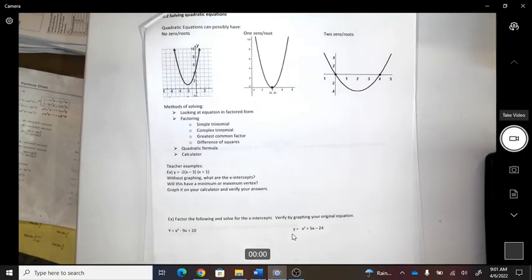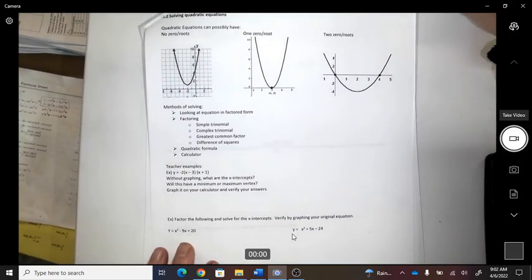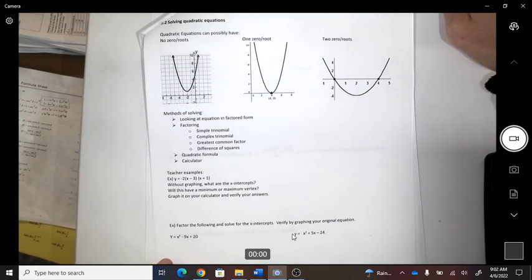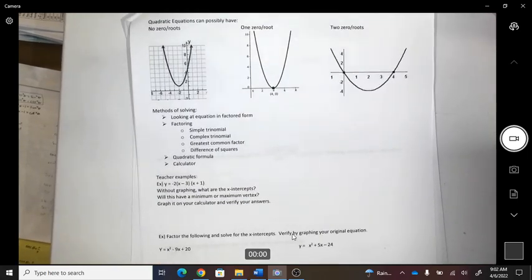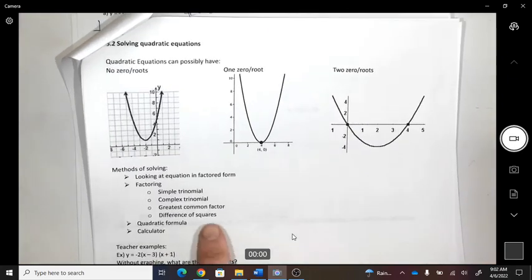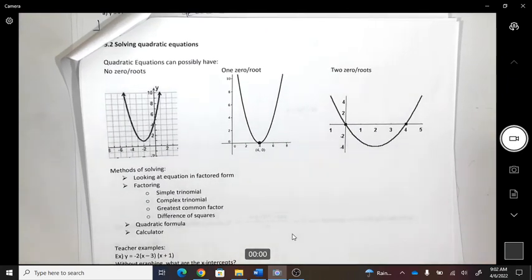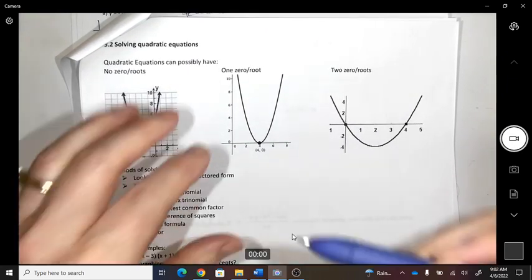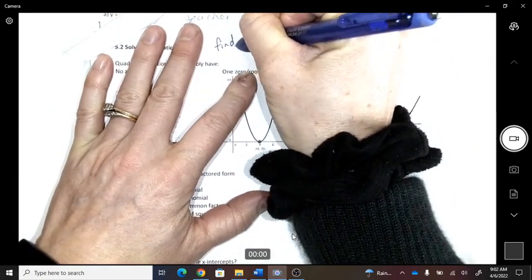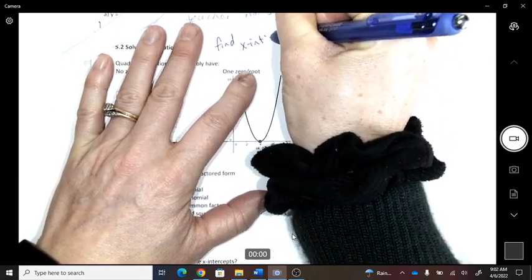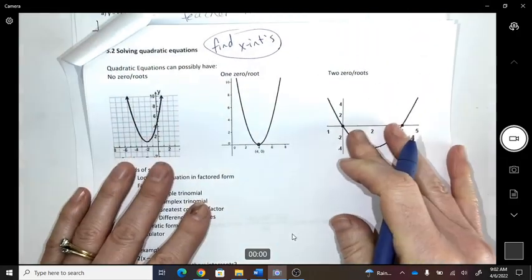Okay, so when I say, can you solve for a quadratic equation, it means to find the x-intercepts. And the x-intercepts are where y is 0. So this is all about finding the x-intercepts. That's a big idea.